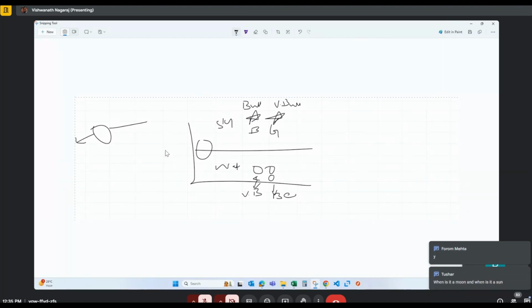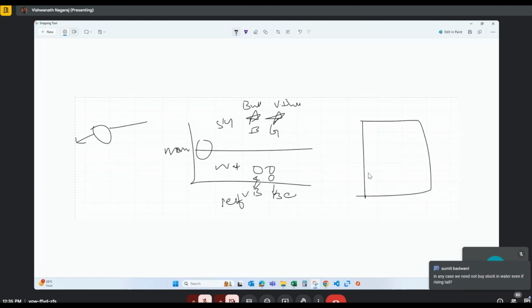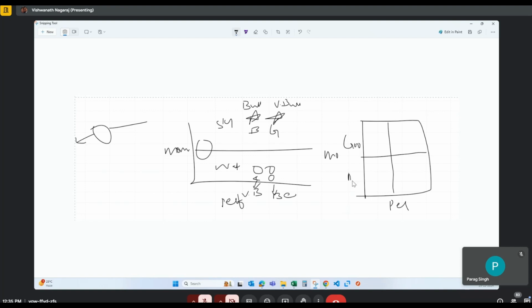So the y-axis is momentum here. The x-axis is performance. So when you draw a system like this, what they're doing is, this is momentum, this is performance. Let's say this is good and this is bad. You can call this bad and good. Now, good and good will come here.